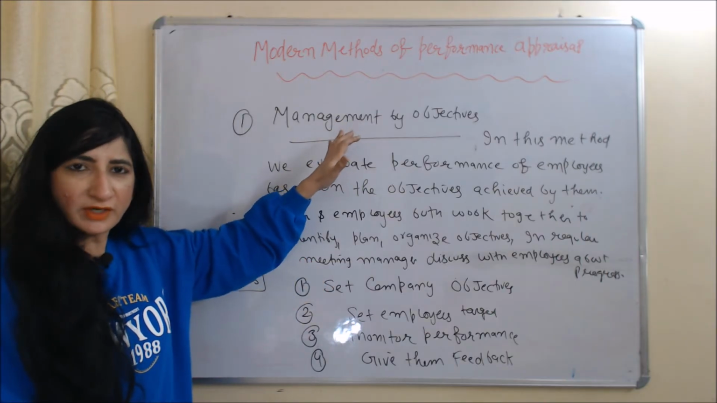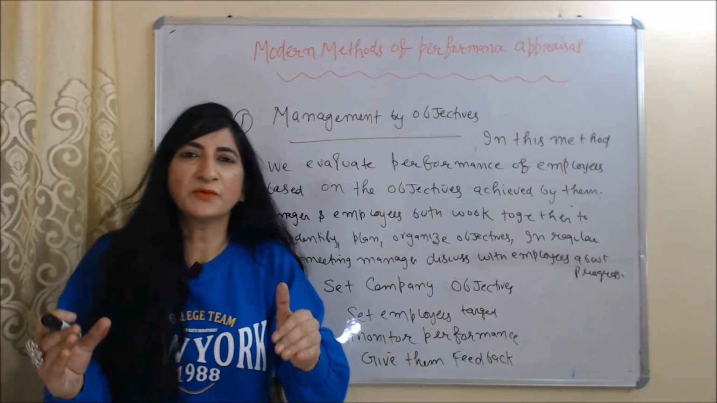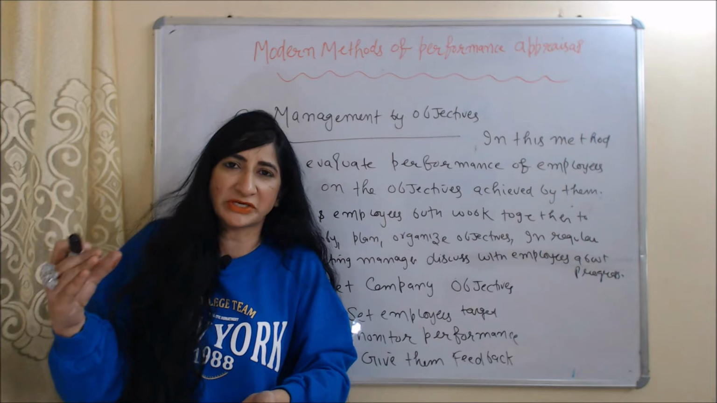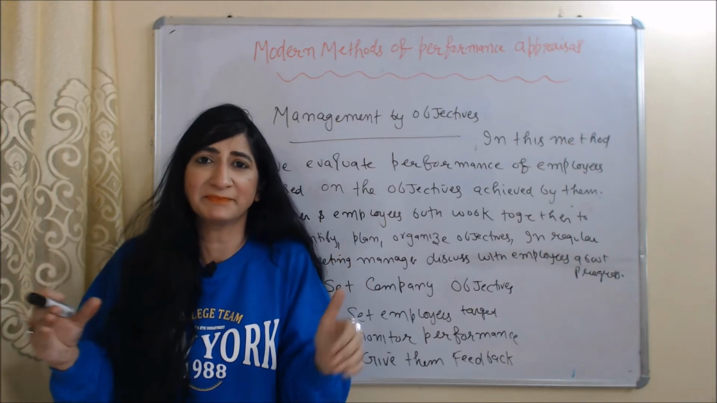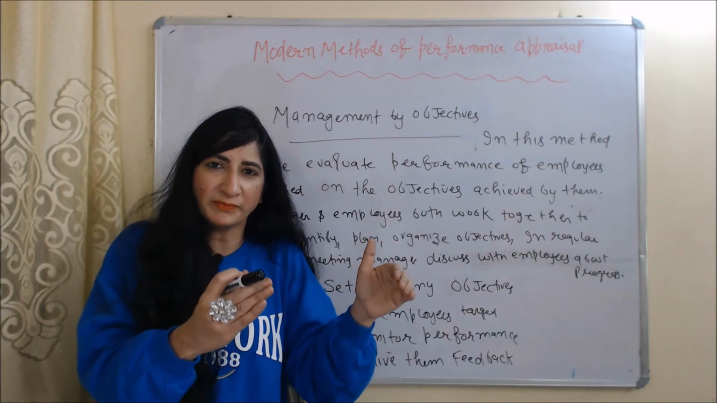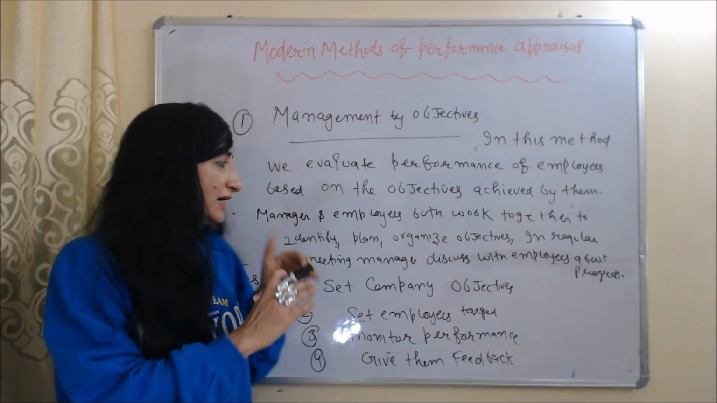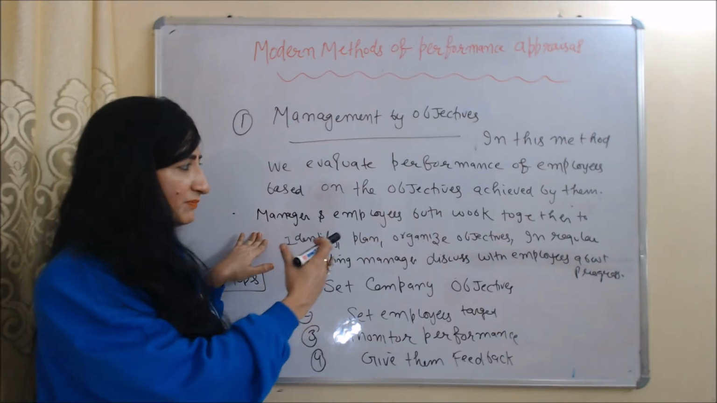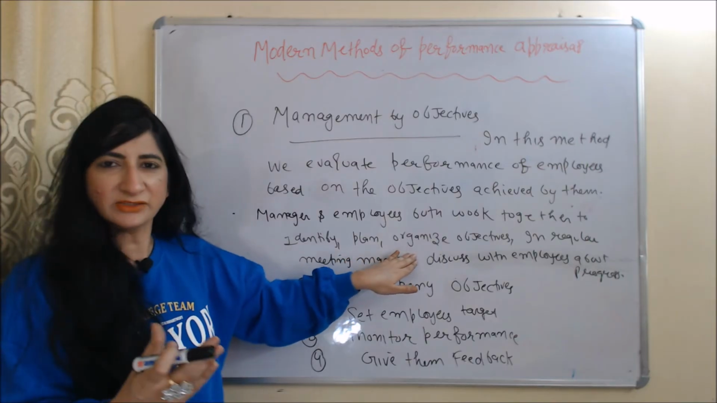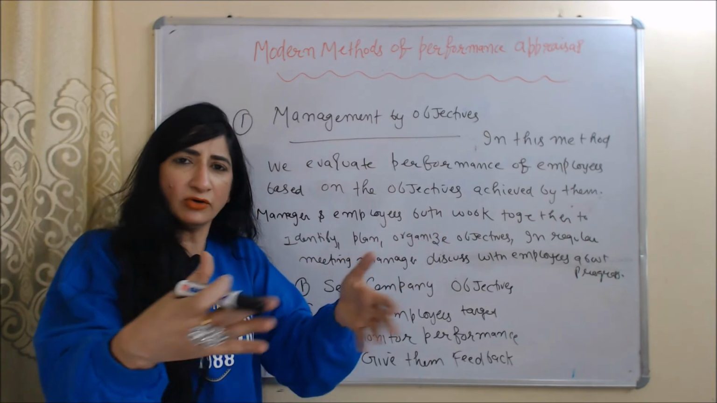Now we are going to talk about modern methods of performance appraisal. And the first modern method is management by objectives. In this method, we evaluate performance of employees based on the objectives achieved by them. And in this method, manager and employees work together to identify, plan and organize objectives. And in regular meetings, the manager discusses progress with employees.